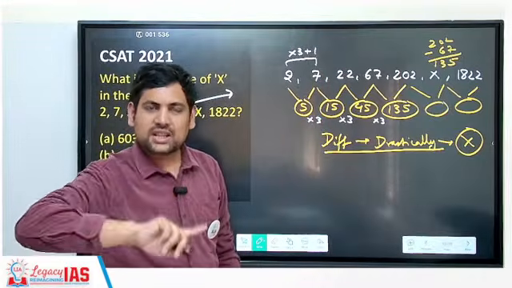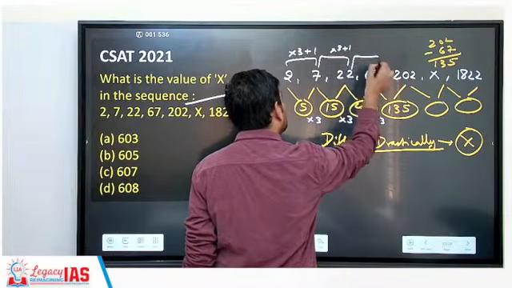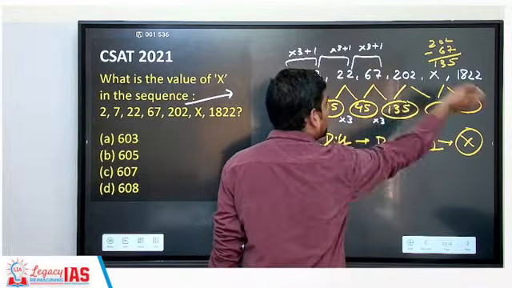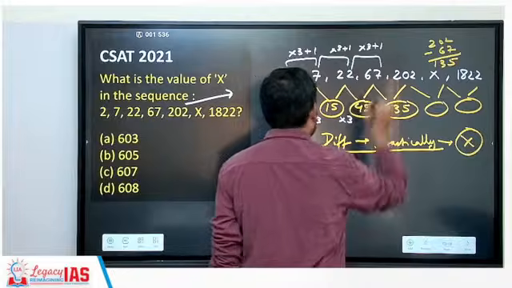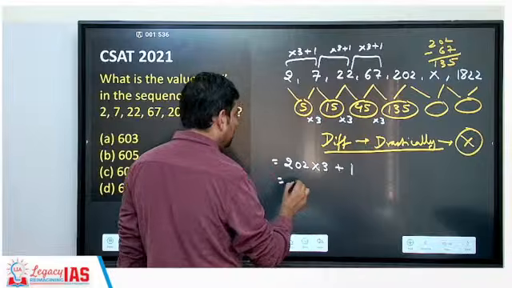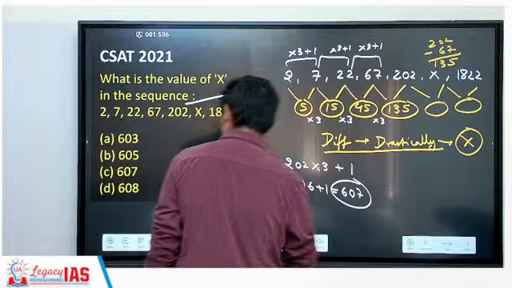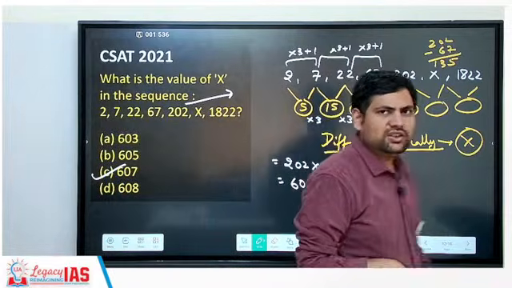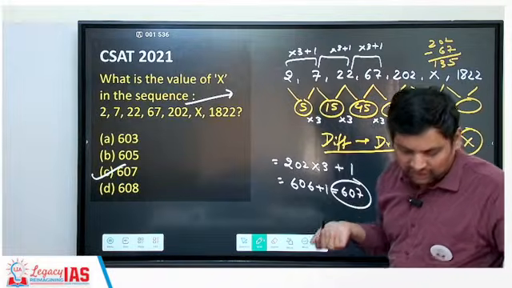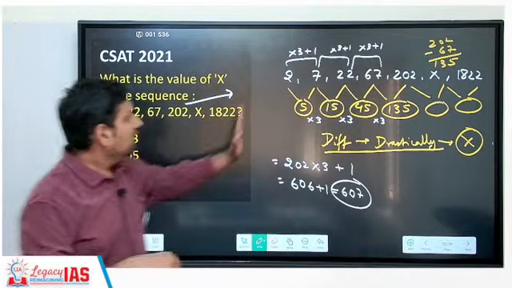2 into 3 is 6, 6 plus 1 is 7. Then 7 into 3 is 21, 21 plus 1 is 22. Then 22 into 3 is 66, 66 plus 1 is 67, and it goes on like this. So the next would be 202 into 3 plus 1. 202 into 3 is 606, 606 plus 1 is 607. So the answer becomes C, 607. Of course, some people can see this directly and get to the answer faster, like I think Dheeraj got it. If you can see it directly, much better.